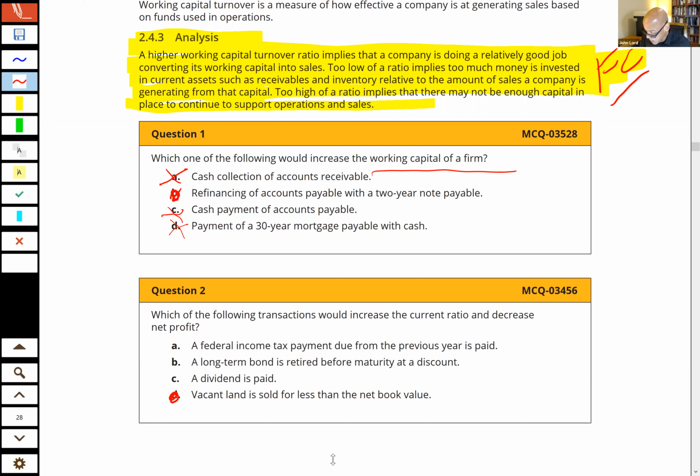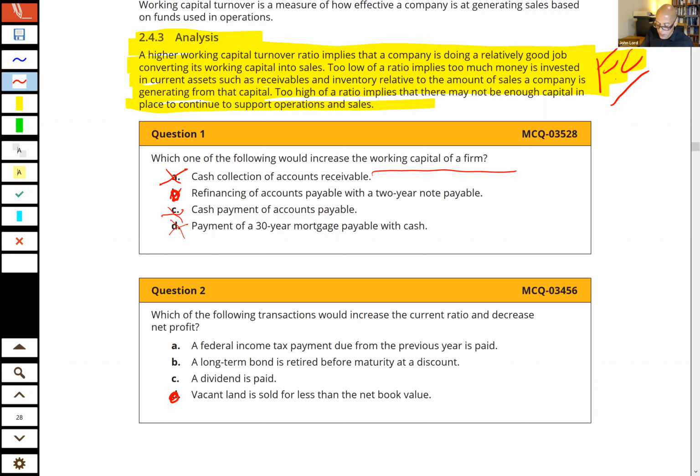And first thing, when I look at a question like this, guys, I think to myself, because I've looked at a lot of CPA exam questions, and so I instinctually start looking and saying, okay, which of the following transactions would increase the current ratio and decrease net profit? What the examiners love to do is give you choices that will not affect both the balance sheet and the income statement. I mean, that's what that question is saying.